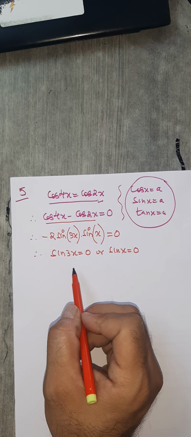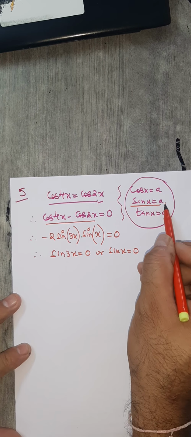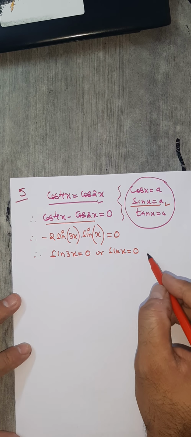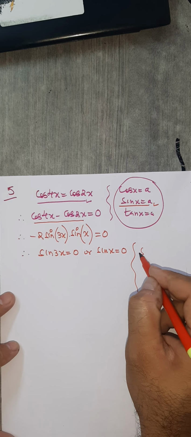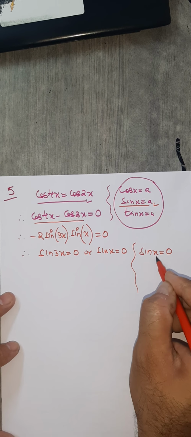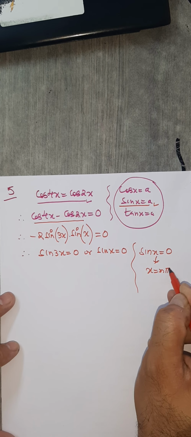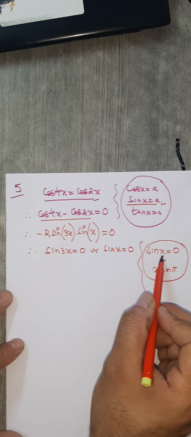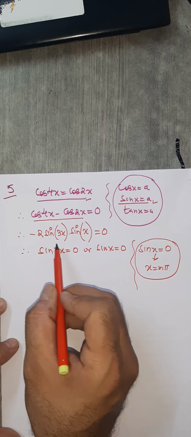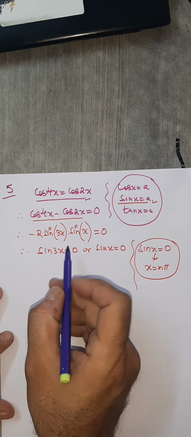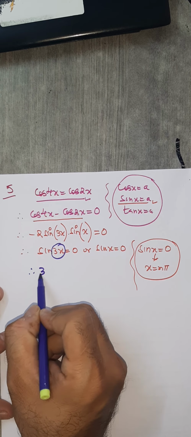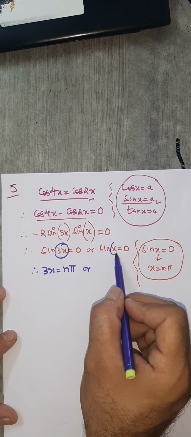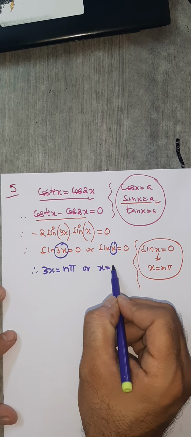Now here you don't even require a formula for this. If you remember, the set of zeros of the sine function. Can you recall? Sin x equals 0 if and only if x equals nπ. This is the beginning of trigonometric functions. So here instead of x you have 3x. So what I'll get here is 3x equals nπ, or sin x equals 0, which gives x equals nπ.